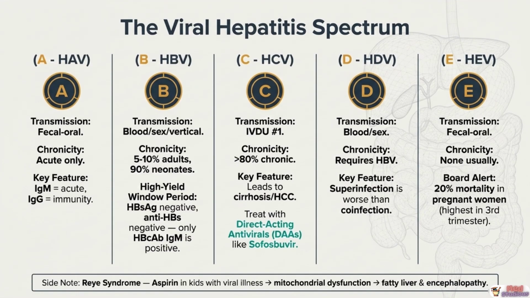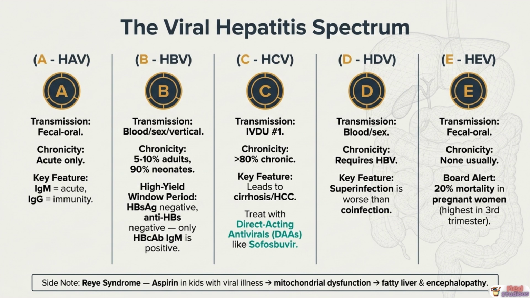Five hepatitis viruses, five completely different personalities, and the exam wants you to know each one cold. Hepatitis A spreads fecal-orally, never becomes chronic, and serology is simple. IgM means acute infection, IgG means past infection or immunity. Hepatitis B spreads through blood, sex, and vertical transmission, becoming chronic in 5 to 10% of infected adults, but a striking 90% of infected neonates.